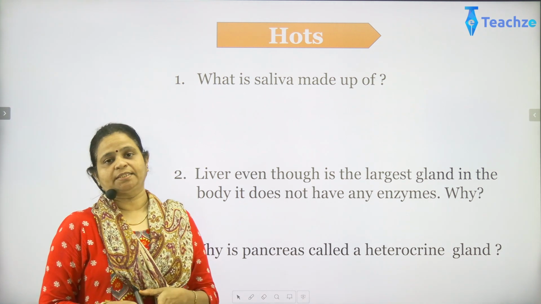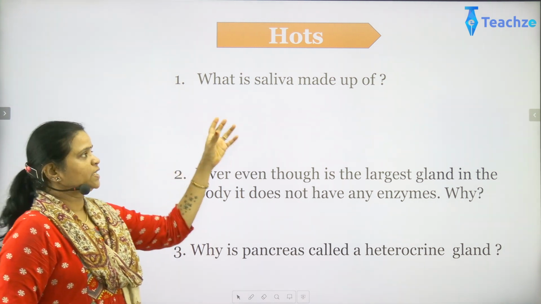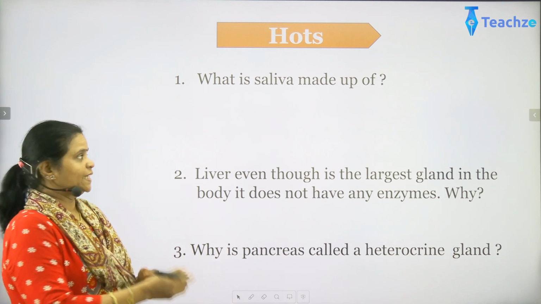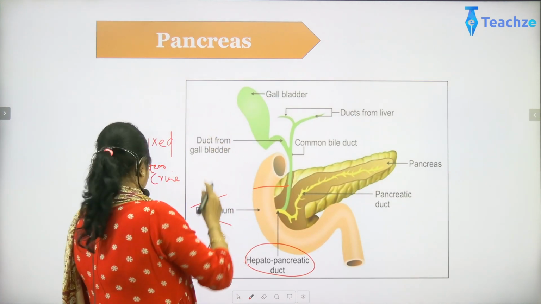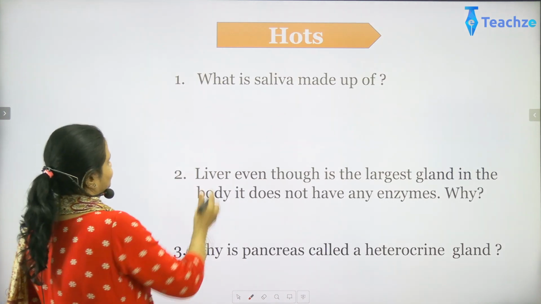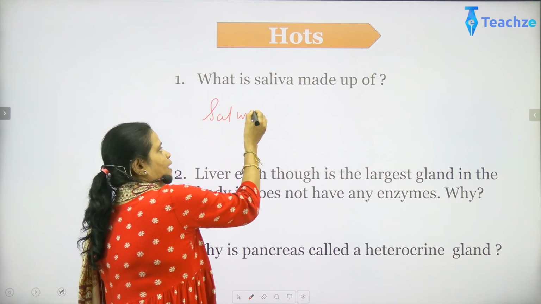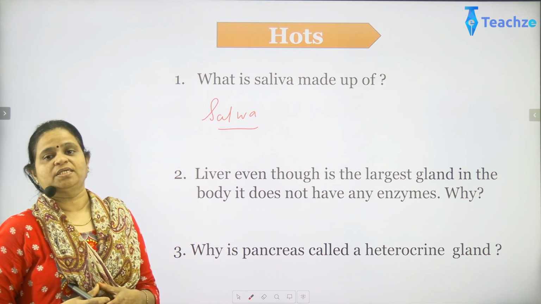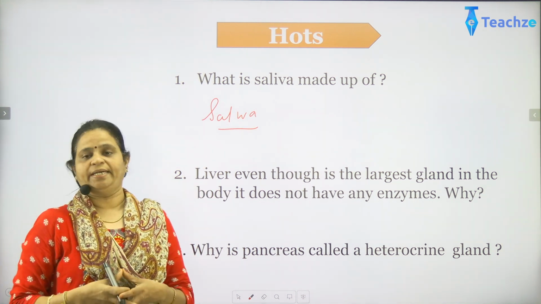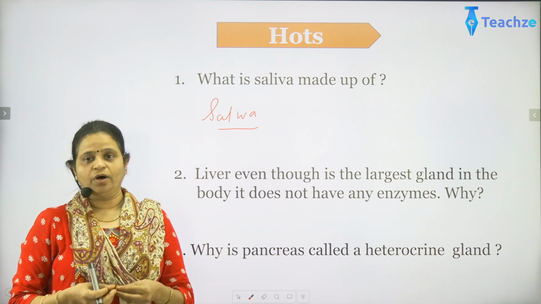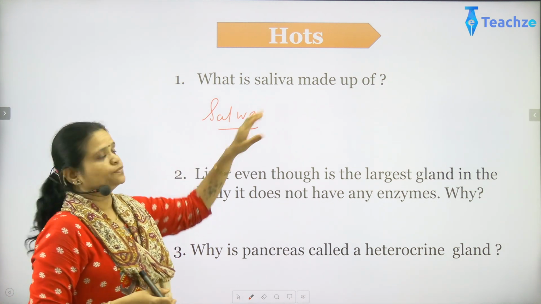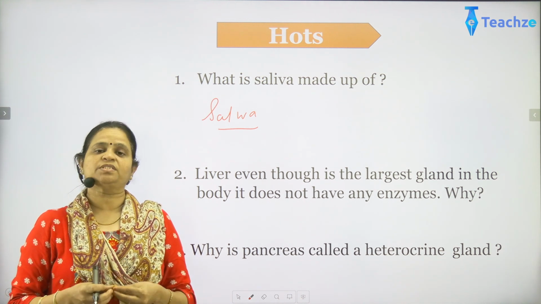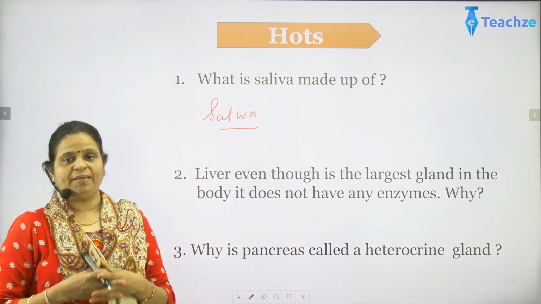Now let's look at certain kinds of questions here. What is saliva made up of? Saliva is a kind of fluid which consists of an enzyme called salivary amylase, and it also contains certain salts along with 90% water. The main feature of saliva is to make the food sticky and soft so that it can be easily pushed through the throat.